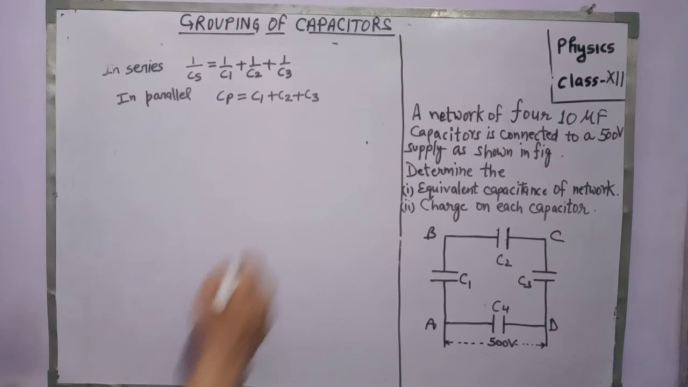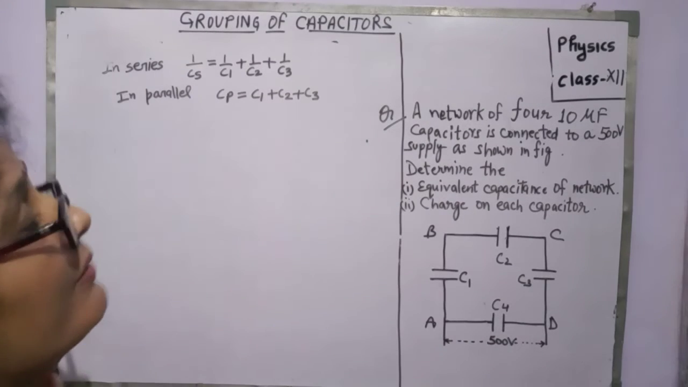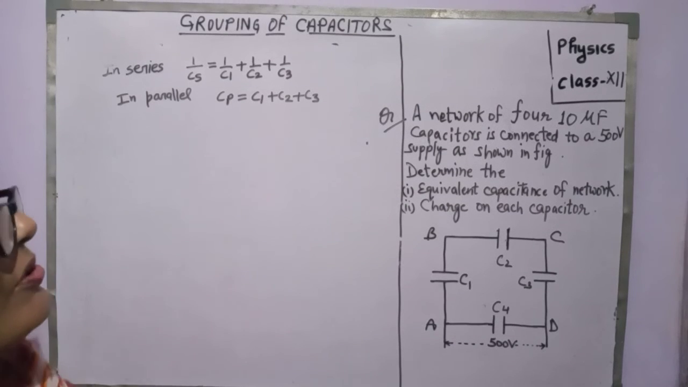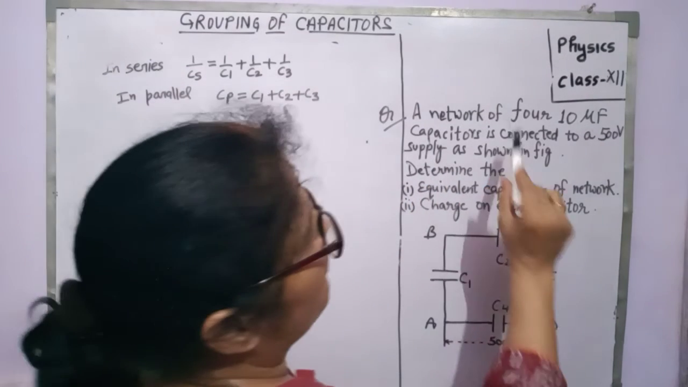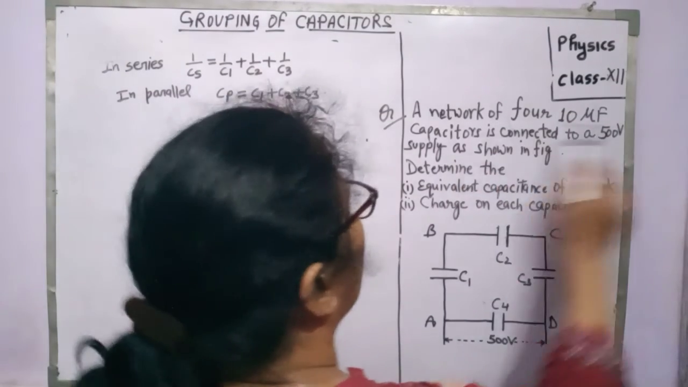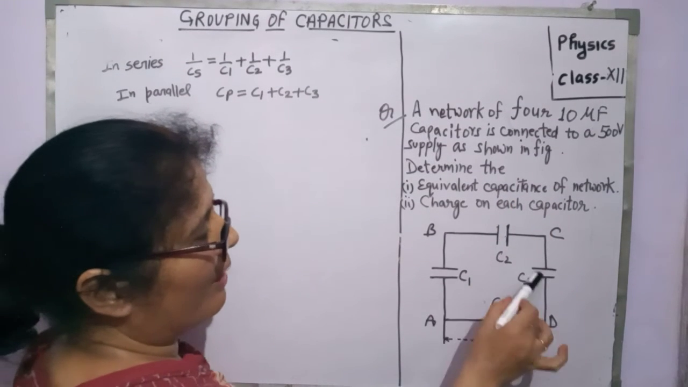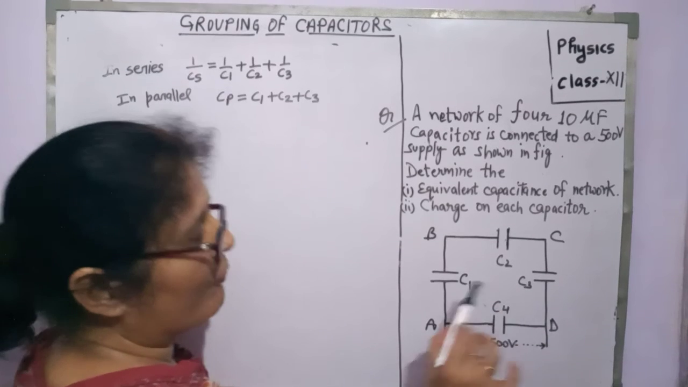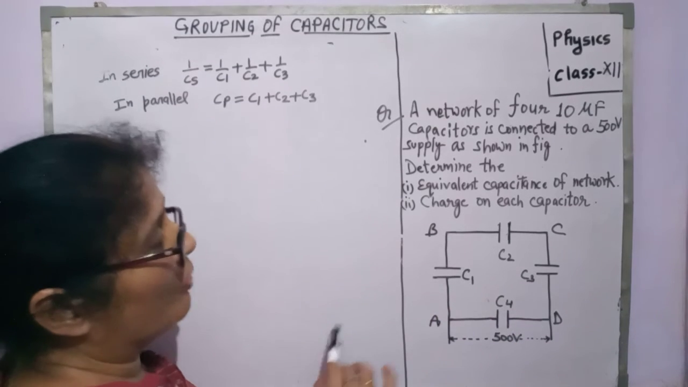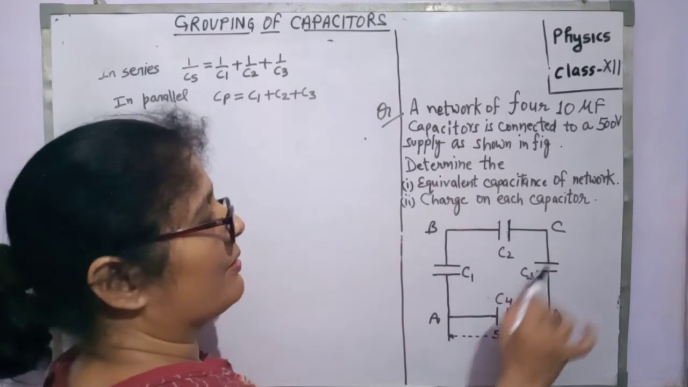Now there is a question based on this grouping of capacitors. This is from NCERT and it is very, very important. It came 2 or 3 times in the previous board examinations. The question is, a network of four 10 microfarad capacitors is connected to a 500 volt supply as shown in the figure. This figure is given to you. These are your 4 capacitors C1, C2, C3, C4, and they are connected as shown in the figure. In this way they are connected. You have to determine the equivalent capacitance of the network and the charge on each capacitor.